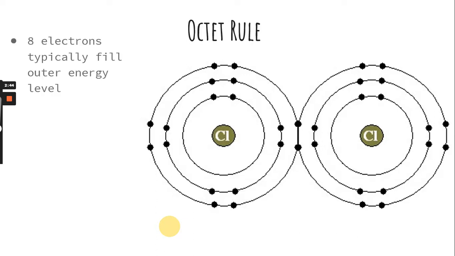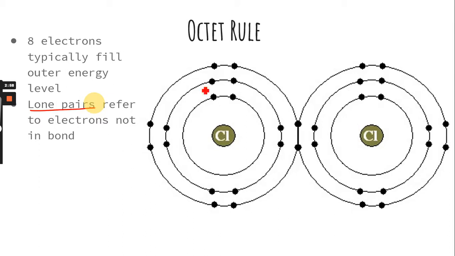Octet rule. So remember, all atoms want 8 valence electrons so that they have that full outer shell. Lone pairs is the term, so that's the vocabulary we use for electrons not in the bond. So for this chlorine atom, we have the bonded electrons here. The rest of the electrons would then be referred to as lone pairs.